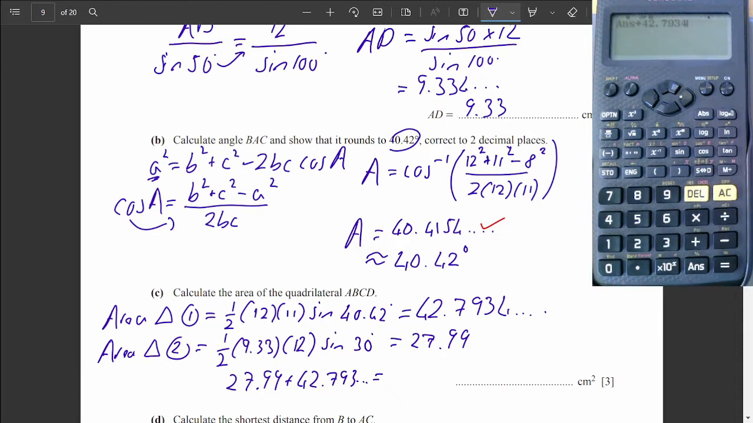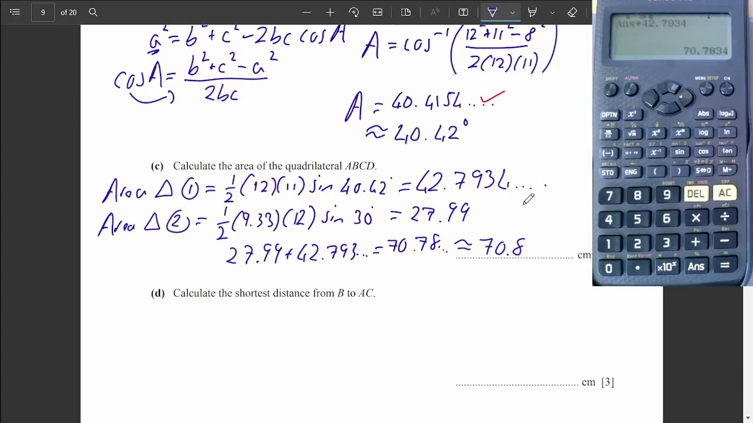42.7934. That's enough to get an accurate answer of 70.78, etc. Rounded to three significant figures, 70.8, which is correct. You've done it. Well done.